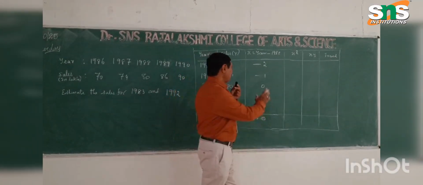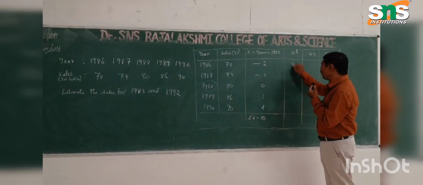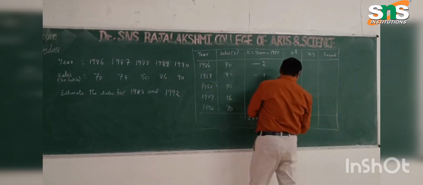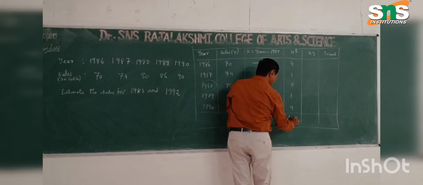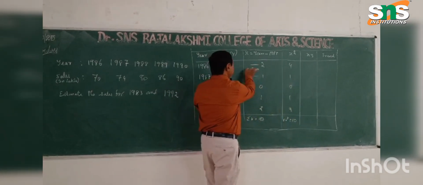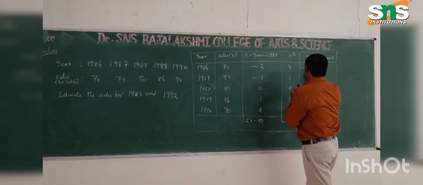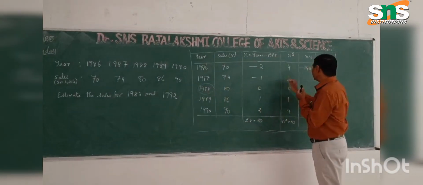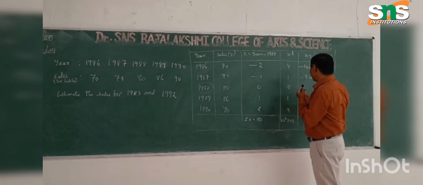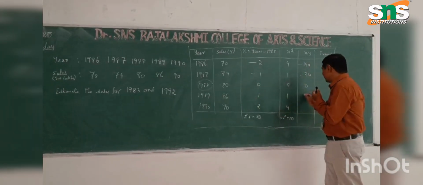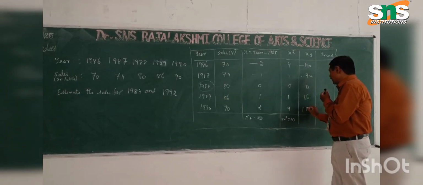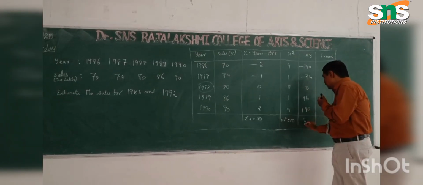And what is x square? Directly squaring these values gives 4, 1, 0, 1 and 4. So the sum of x square is 10. Then xy, it is our x and it is our y. Multiplying these two gives minus 140, and these two, minus 74. Then 0 into 80 is 0. These two give 86, and 2 into 90 is 180. So the sum of all values becomes 52.